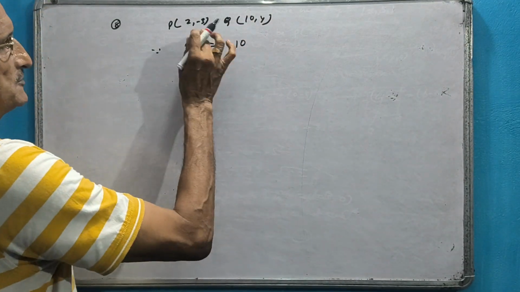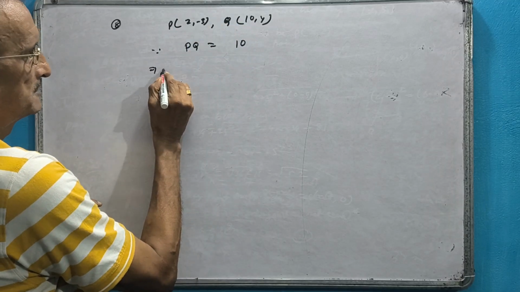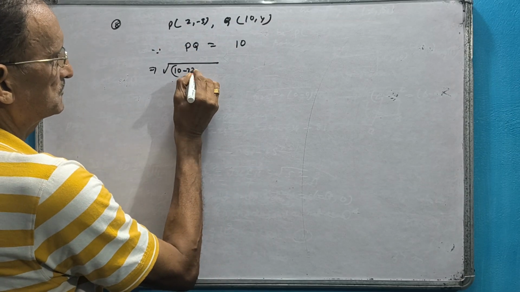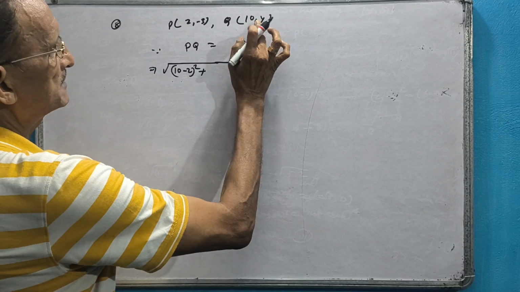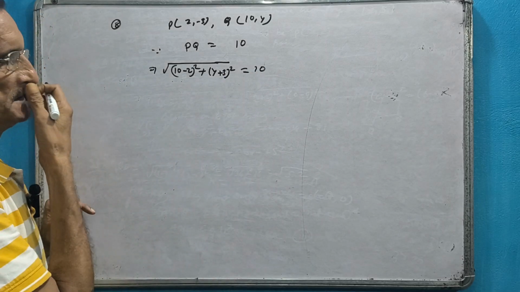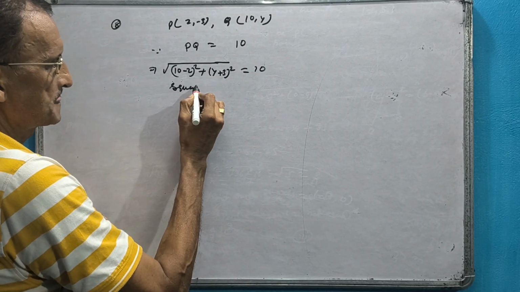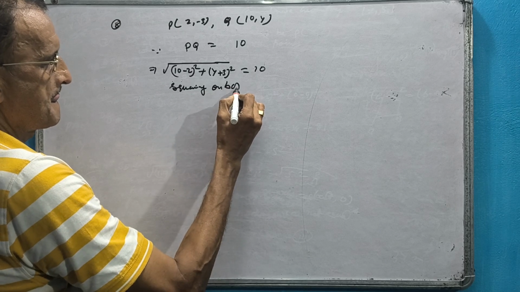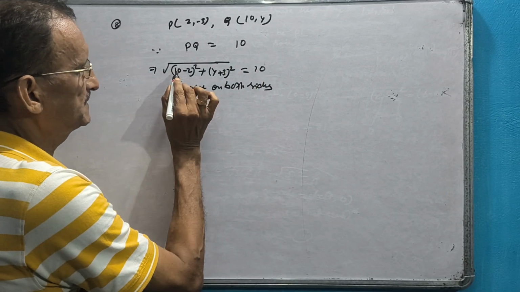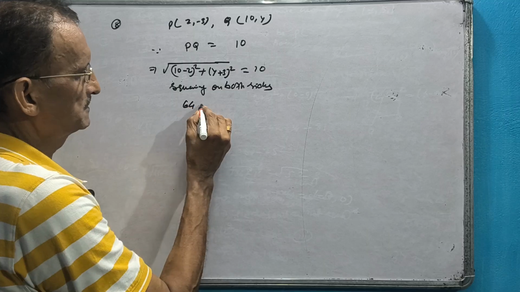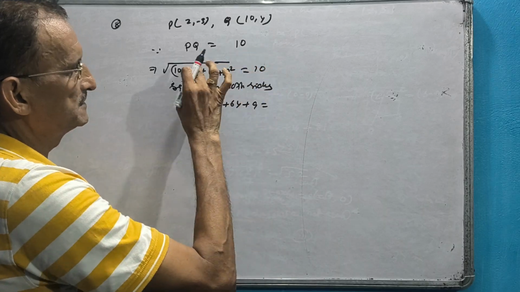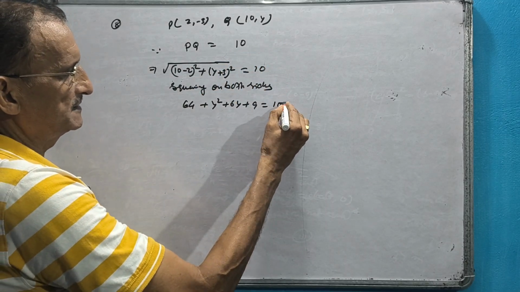So use the distance formula. PQ means the distance between P and Q. So the distance is x2 minus x1, 10 minus 2 whole square, plus y2 minus y1, that is y minus minus, plus 3 whole square, is equal to 10. If you do squaring on both sides to remove the root, this root will be removed. What will be here? 10 minus 2, 8 whole square is 64, plus y square plus 6y plus 9. We have done squaring on both sides, so this will be 100.